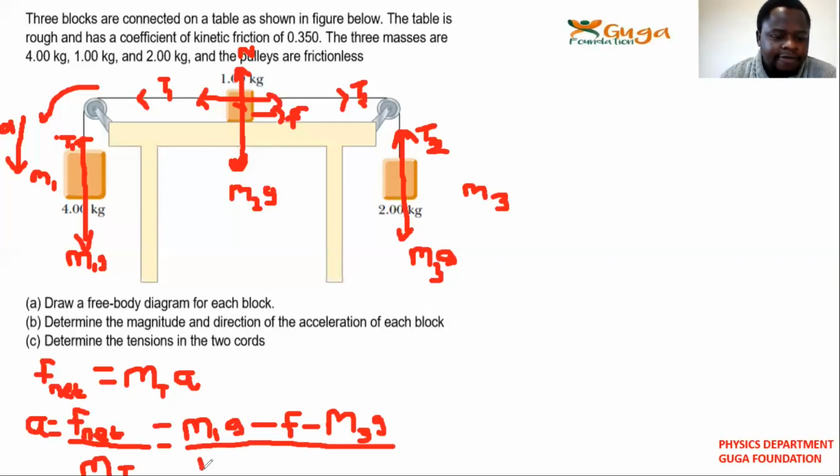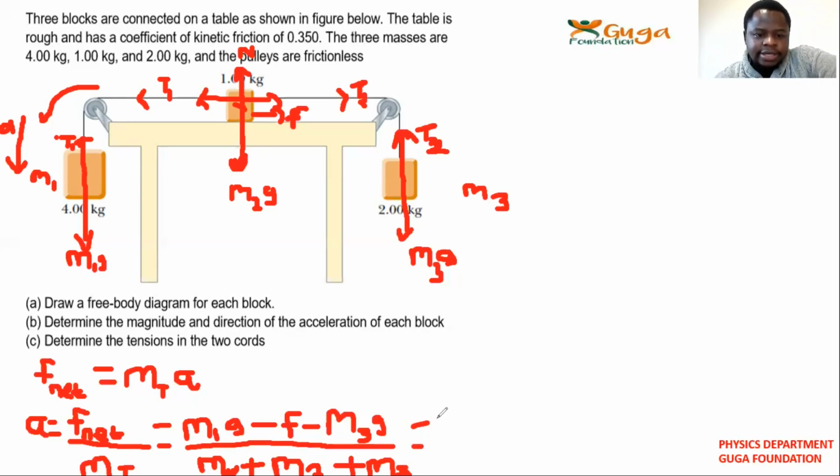So now you'll have M1 plus your M2 plus your M3, okay, so still continuing. So now you will have M1G.